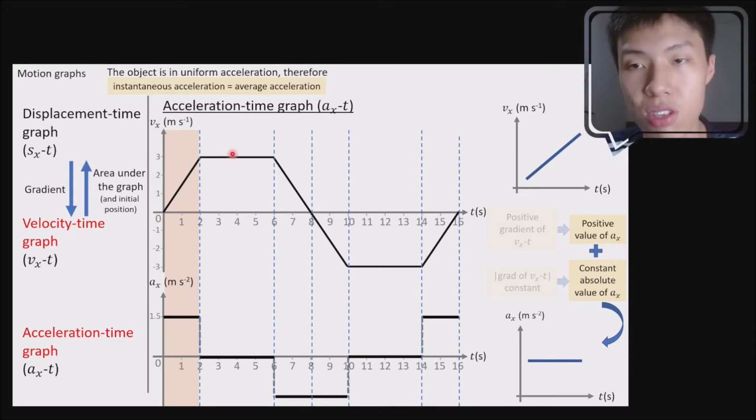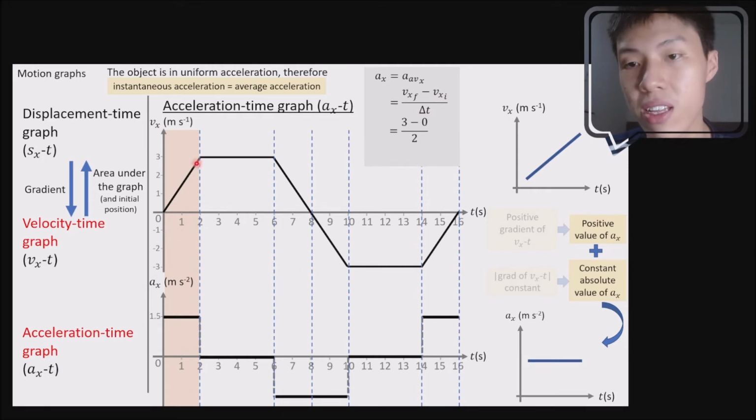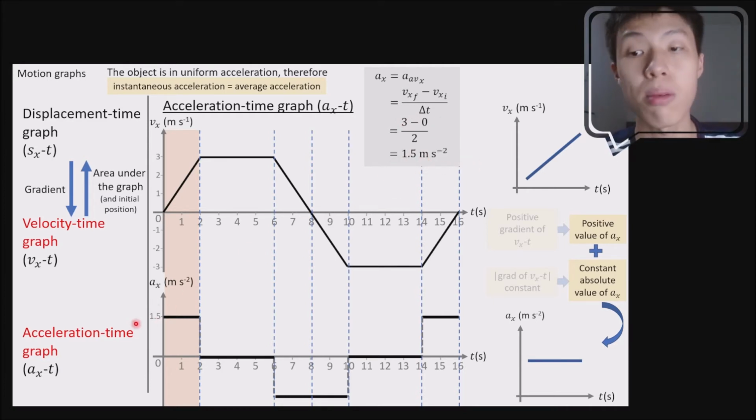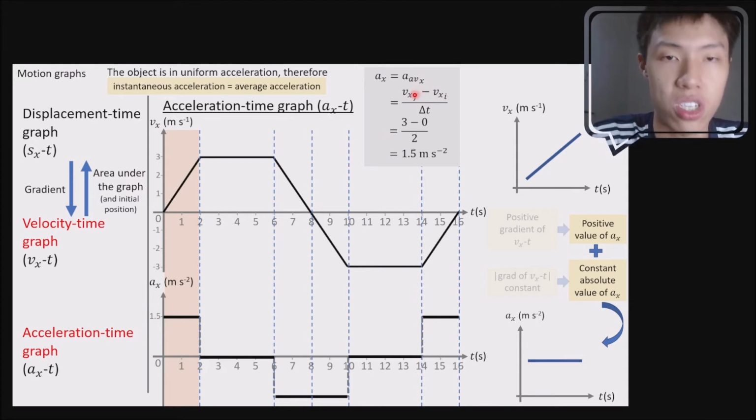So let's determine it straight away. We want to determine the acceleration, and we know that it's equivalent to the average acceleration across this time period. How do we determine average acceleration? We take the final x component of velocity minus the initial x component of velocity, then divide by the time interval. The time interval is 2 seconds, the final speed is 3, the initial speed is 0, so 3 minus 0 over 2, you get 1.5. That's how we know what to label over here. It's like finding the gradient, because the equation for acceleration is actually a gradient formula.